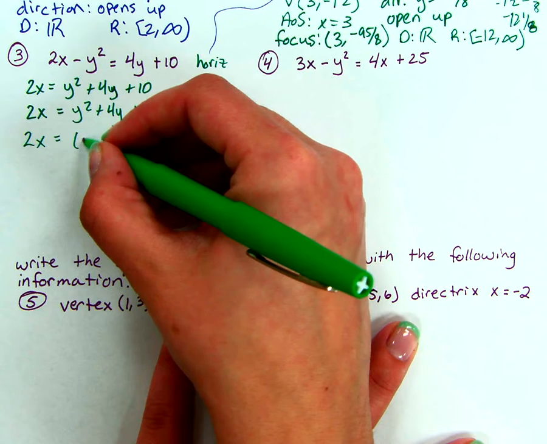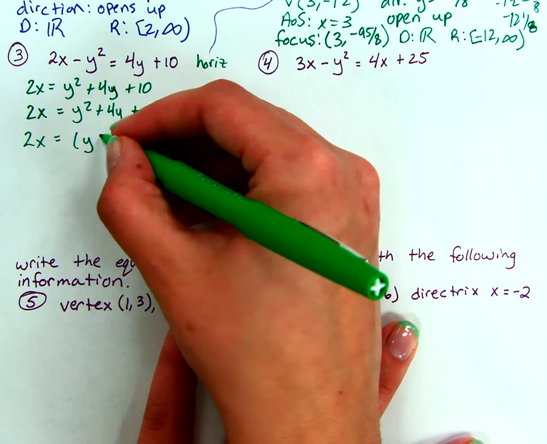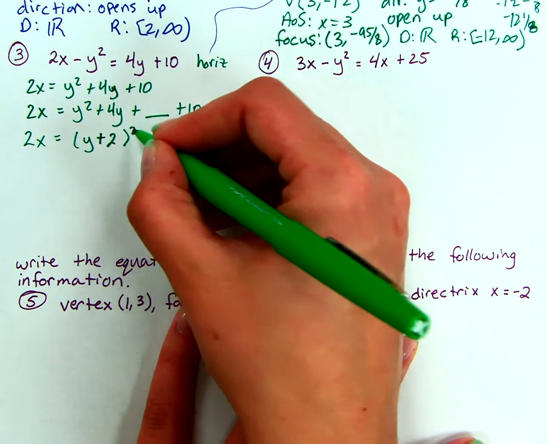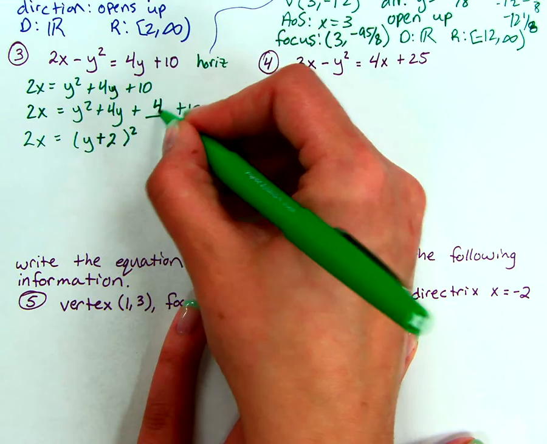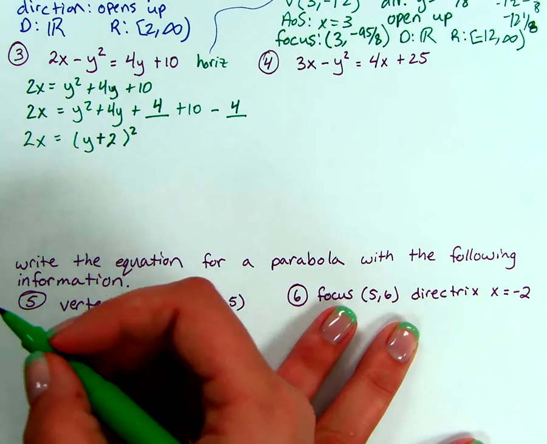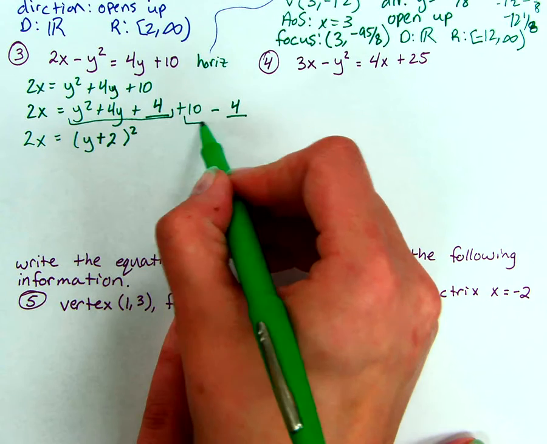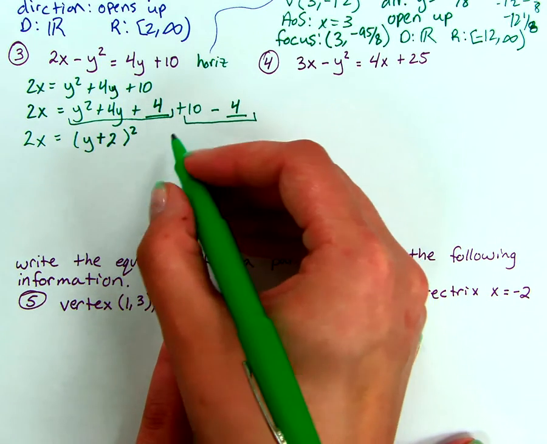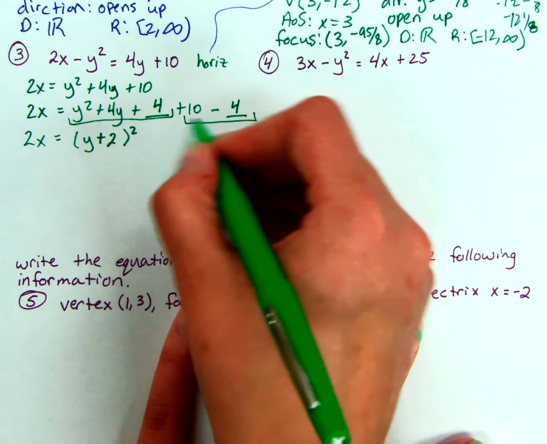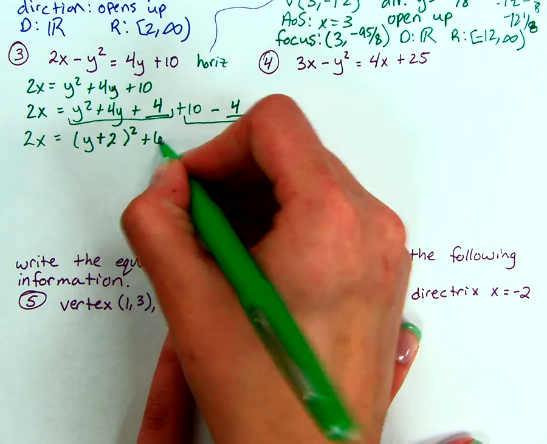Okay, so 2x equals, and then we're going to factor the first 3. So this time we'll have y, and then 4 divided by 2 is 2. And then if we take 2 and square it, that will give us 4. So that's the number that goes into the blanks. So again, we've already factored those first 3 terms. And now we have to combine the 10 and -4 together. So that will combine to be a positive 6.